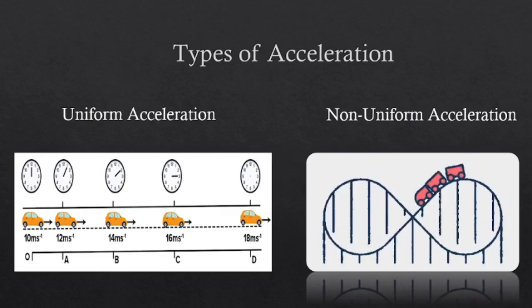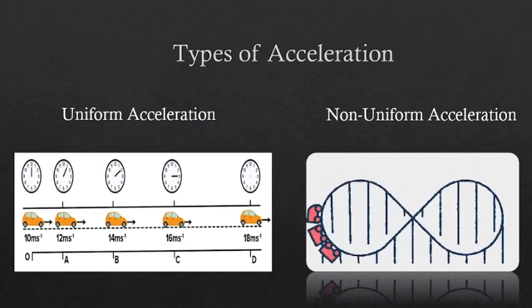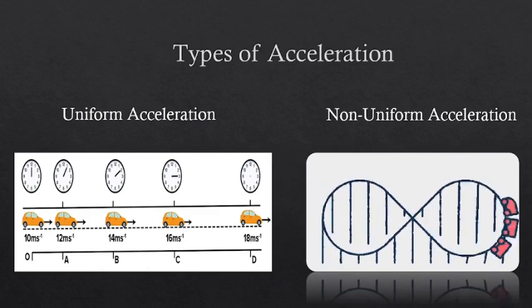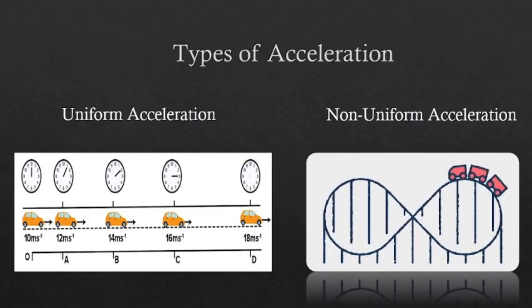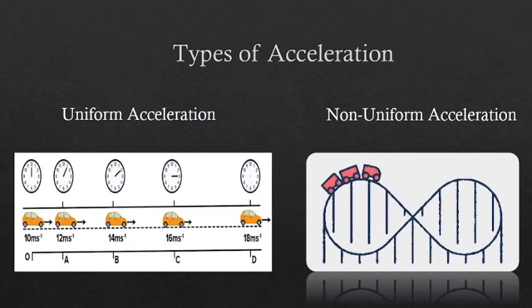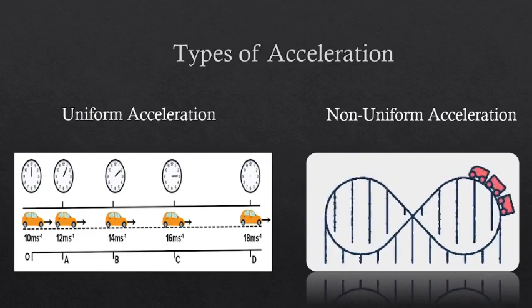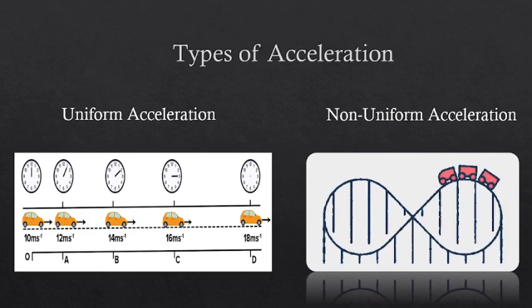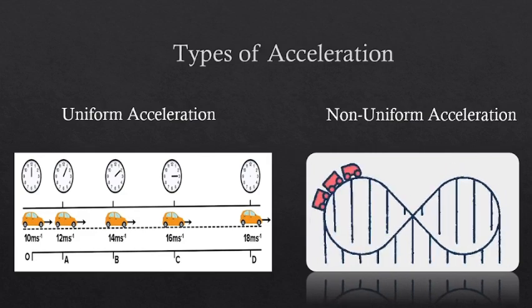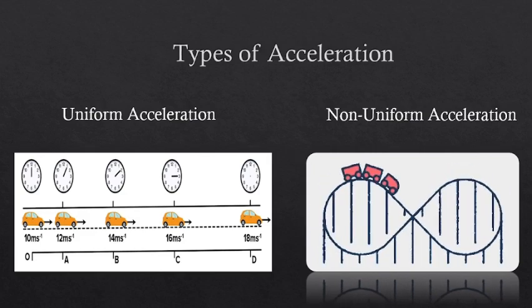Now look at the types of acceleration. There are two main types: uniform acceleration and non-uniform acceleration. In uniform acceleration, the rate of change of velocity remains constant, for example, a car moving with a steady increase in speed. In non-uniform acceleration, the rate of change of velocity varies. For example, a roller coaster speeding up and slowing down unpredictably.